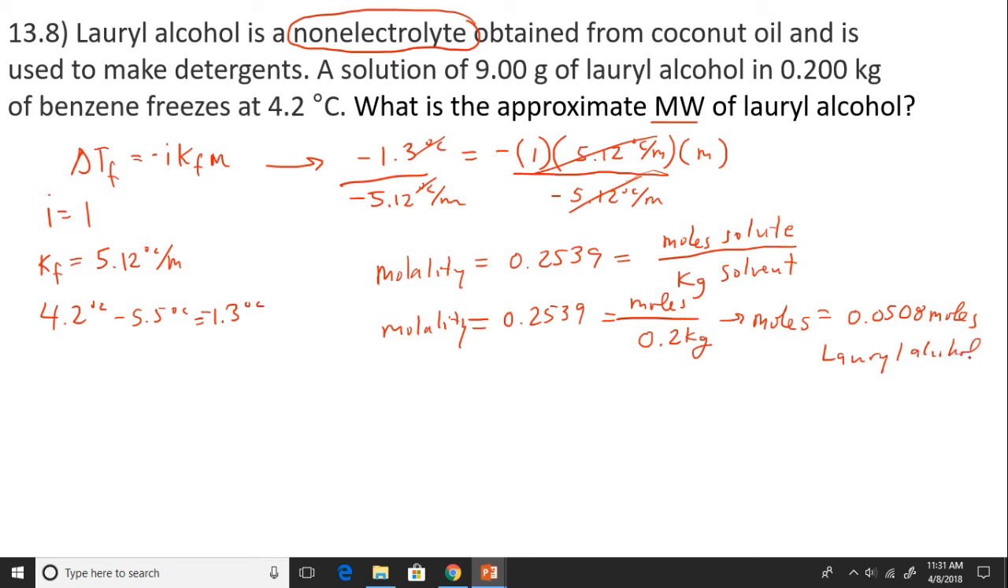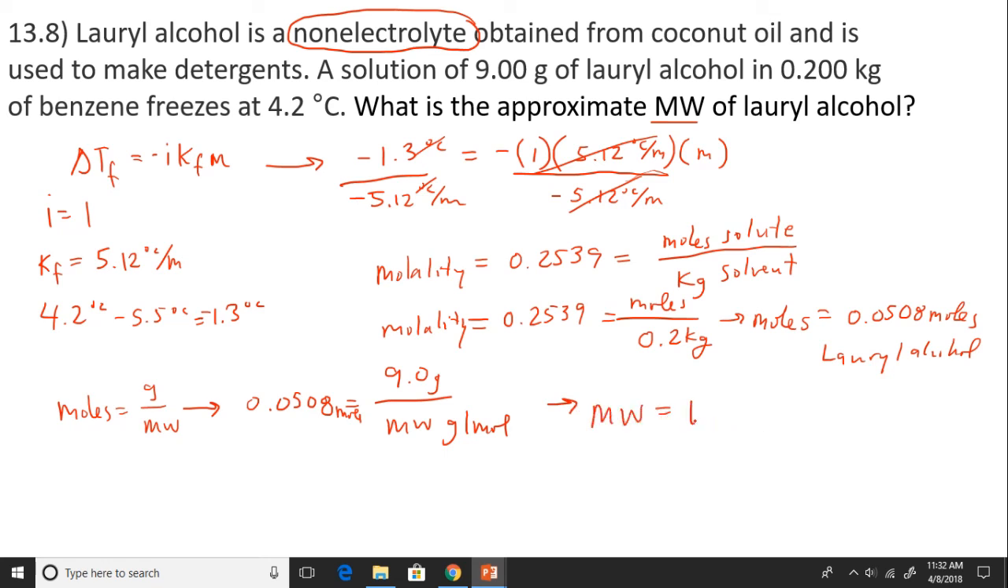in solution. And are we done there? No, because finally we need molecular weight. The last equation we need to know: moles equals grams over molecular weight. So now we know we have this many moles, and we have 9 grams in solution. We don't know the molecular weight in grams per mole. So we're going to end up dividing 9 by 0.0508 moles to find that the molecular weight of lauryl alcohol is approximately 177 grams per mole.